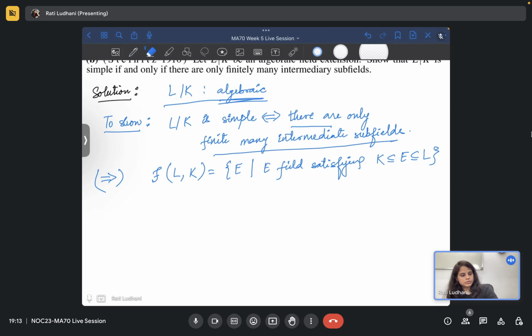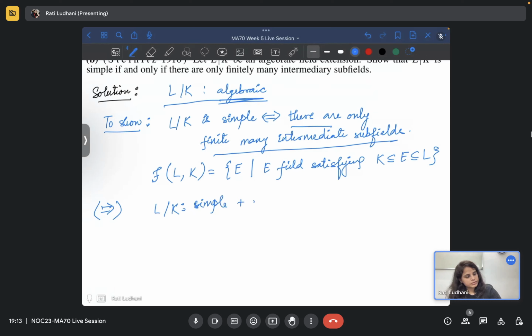Okay, so in the direct part we have to show that L over K is given to be simple plus algebraic. So we have to prove this calligraphic J(L, K) is finite. There are finitely many fields in between K and L. Okay, so how shall we start?